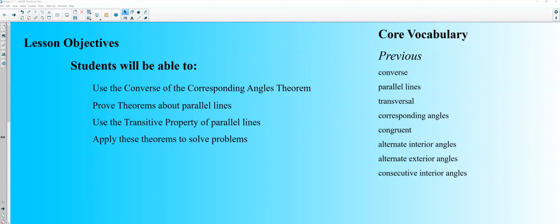Alright, here we go. Today we are going to be discussing a little more about how to prove if lines are parallel. You will be able to use the converse of the corresponding angles theorem, prove theorems about parallel lines, use the transitive property of parallel lines, and apply these theorems to solve problems. Take a moment, pause the video, go over the objectives and vocabulary, then gear up. Let's take a dive.